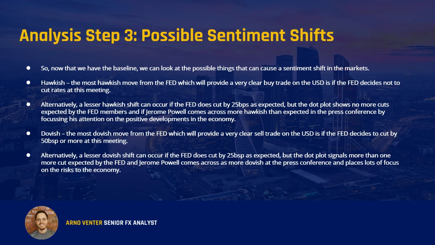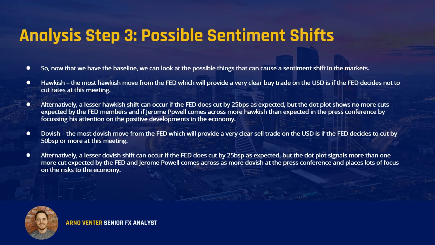Now let's look at a possible dovish shift. The most dovish move from the Fed, which will provide a very clear sell trade on the US dollar, is if the Fed decides to cut by more than 25 basis points, by cutting with 50 basis points or even more at this meeting. Now that again is a very unlikely scenario, as that 25 basis points cut is the expected one. So if the Fed comes out and surprises markets with a 50 or a bigger cut, that'll be a clear sell trade even at market for the US dollar.